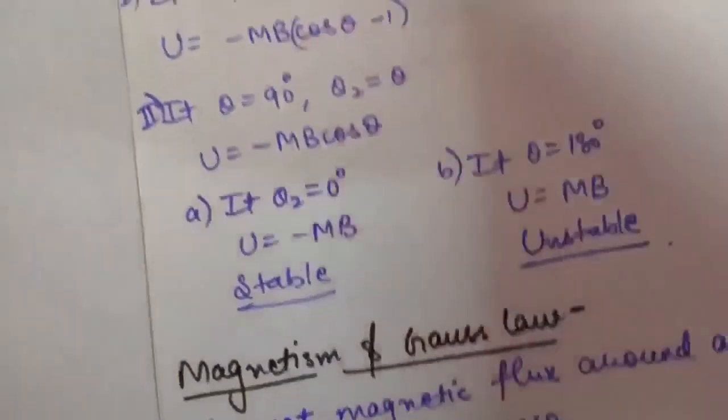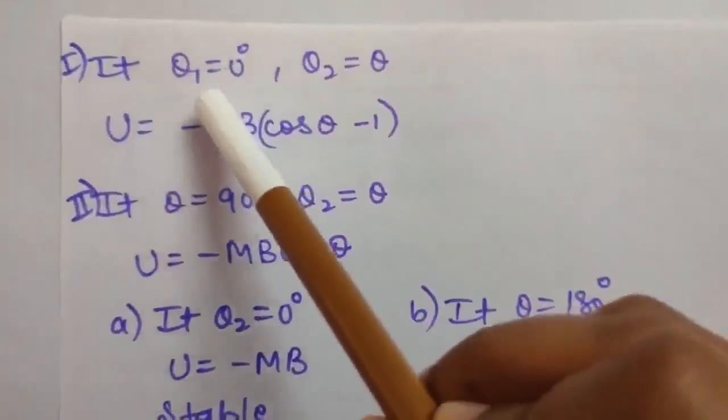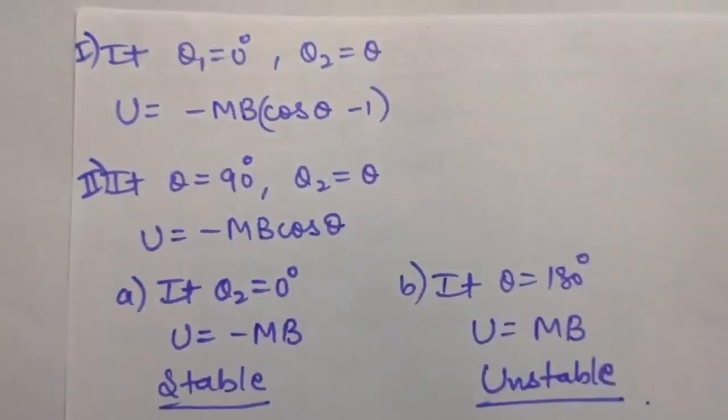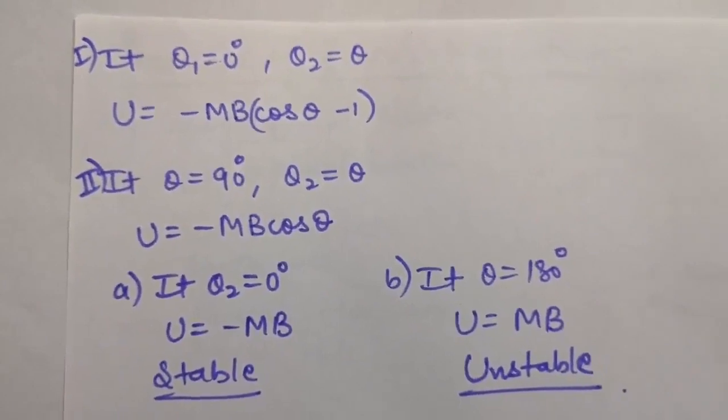Okay, so now again if I look at the cases in this, if theta 1 is 0 and theta 2 is theta, that means initially the dipole was parallel to the magnetic field, and now I am rotating it to some angle theta.